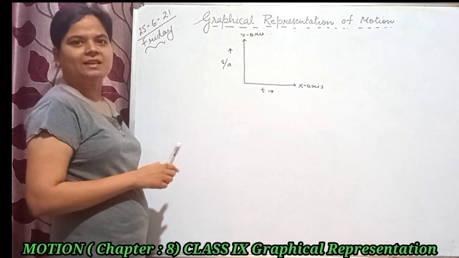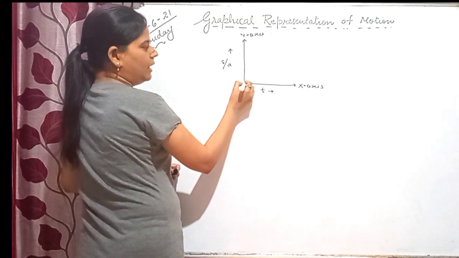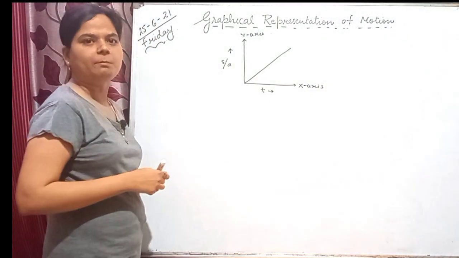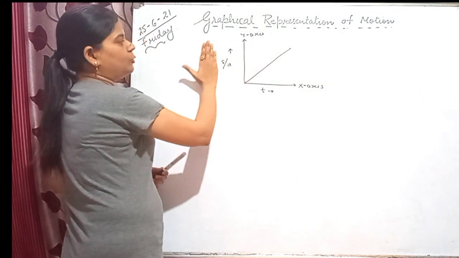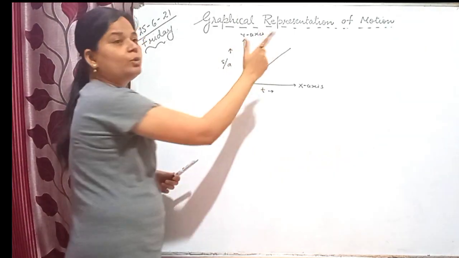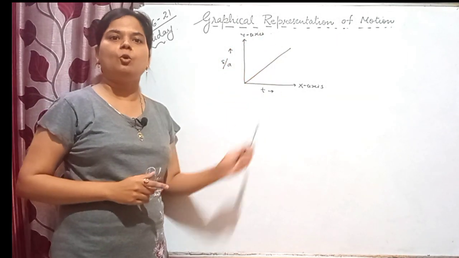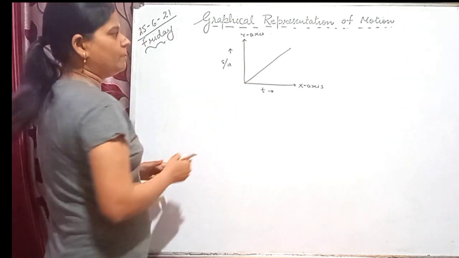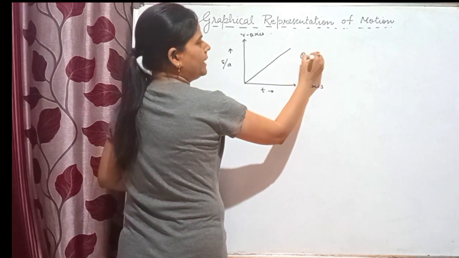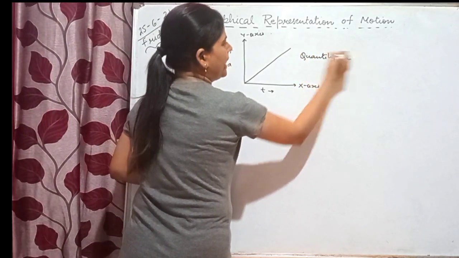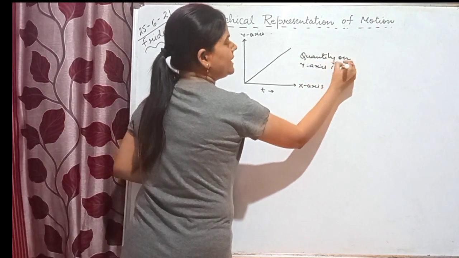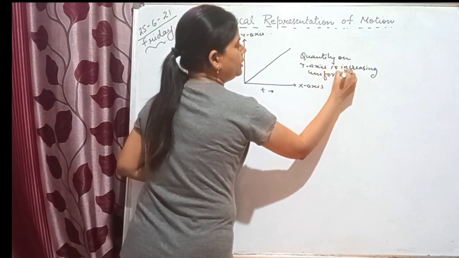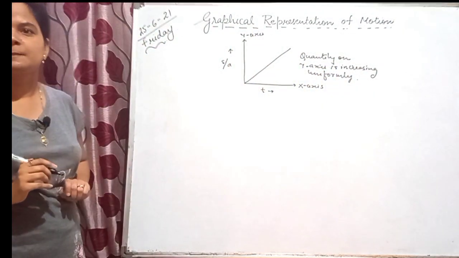So suppose you find a straight line going up in a graph, it means that the quantity on the y-axis is increasing uniformly. Straight line going up means the quantity on the y-axis is increasing uniformly. This is what we will interpret from a graph which looks like this.